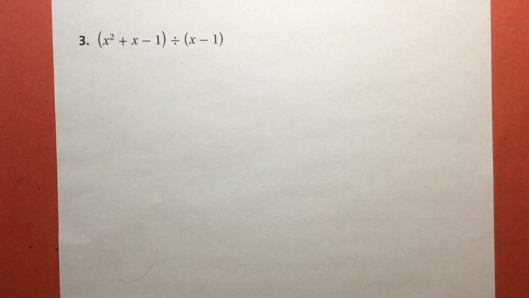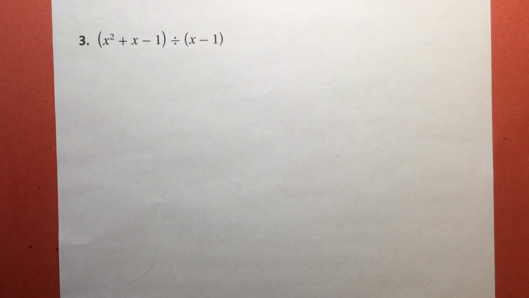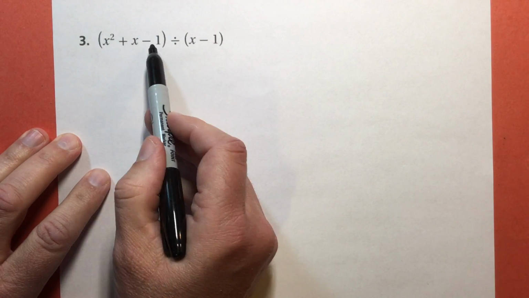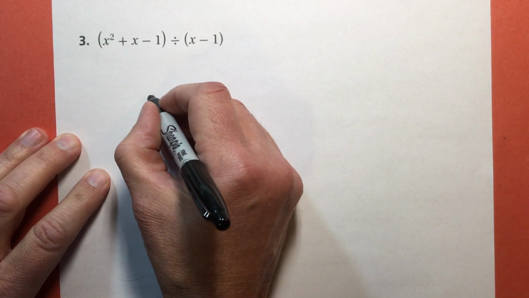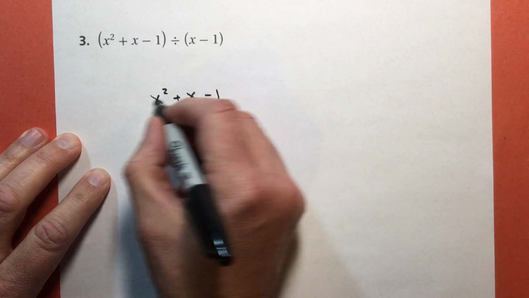After I do that, then I'm also going to do it with synthetic division just to see how they go together. That's usually what I do in class. I do it both ways so we can see how to do it. This is in standard form and I'm not missing any terms. So I've got x to the second power plus x subtract 1.